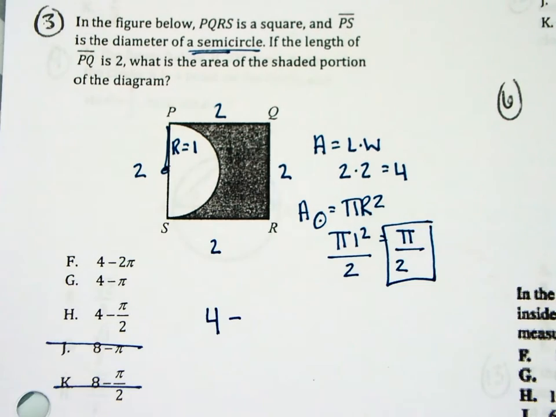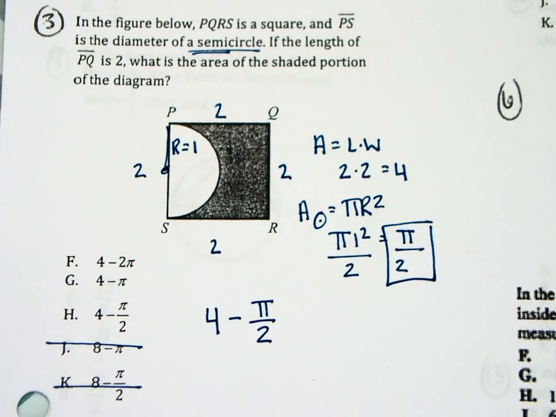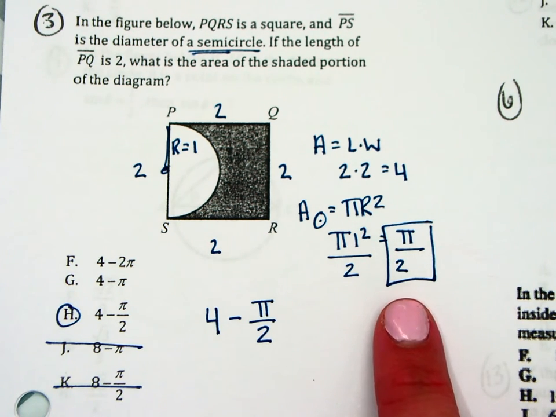4 is the full measurement of the square, and then I'm subtracting pi over 2 because it's half of the area of the circle, which is option H. So be very careful when you're working with semicircles. Semicircles are half of a circle, so you actually do have to divide the area in half.